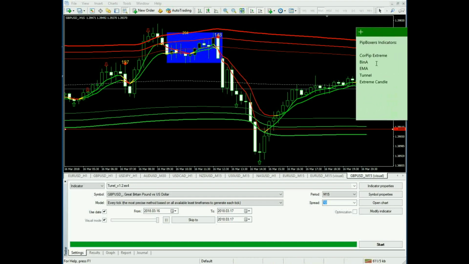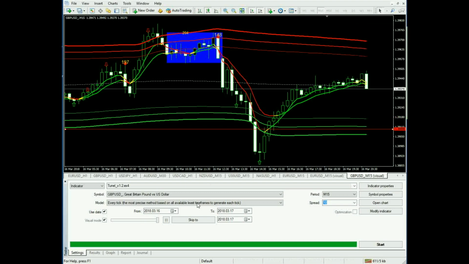Core PIB Extreme, BINA, EMA, Tunnel, and Extreme Candle. Some of them are not available yet, but soon I'm going to post them on my website. But I'm going to show you how I use them. Okay, so let's go and see.